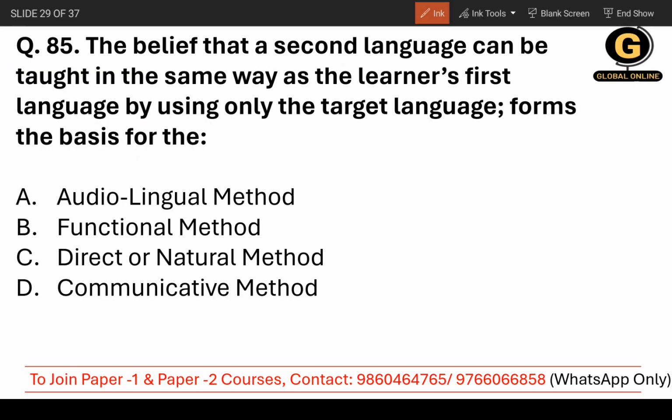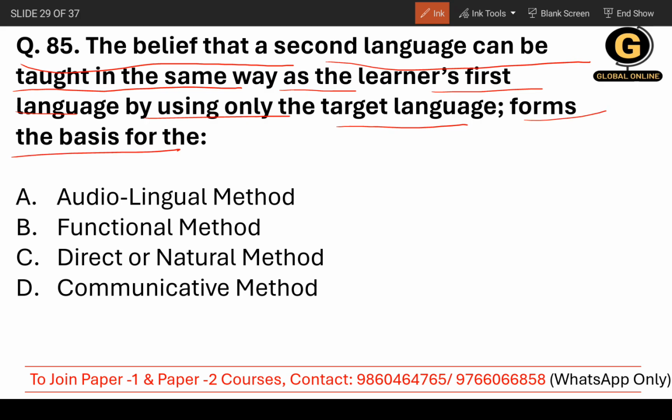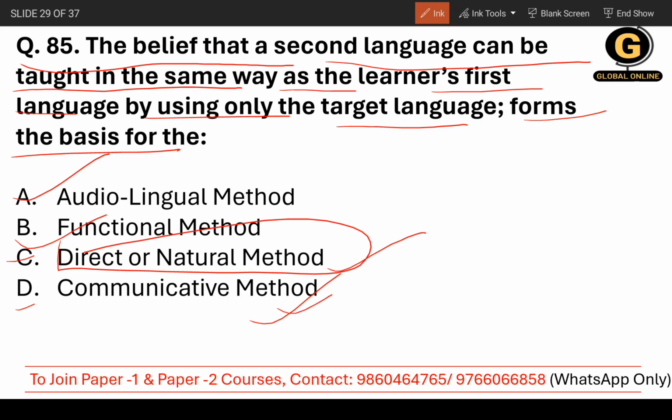Moving on. The belief that a second language can be taught in the same way as a learner's first language, by using only the target language, forms the basis for the. So the question is basically asking which method holds this belief. Whether it's the audiolingual method, functional method, direct or natural method, or communicative method. Of course, it's the direct or natural method that emphasizes and believes in it. So the third one is the correct option.